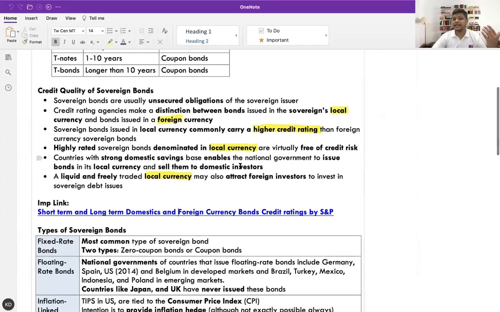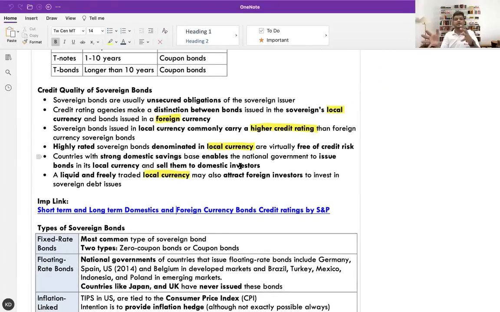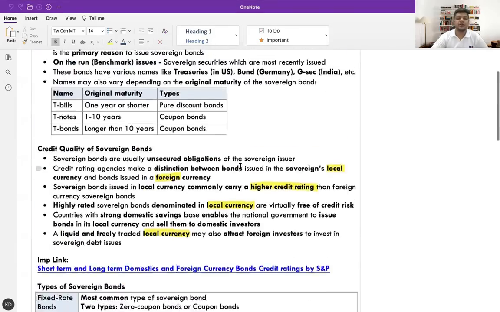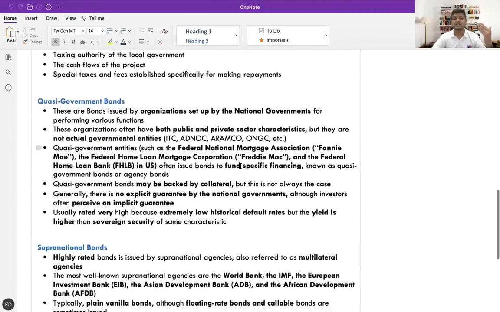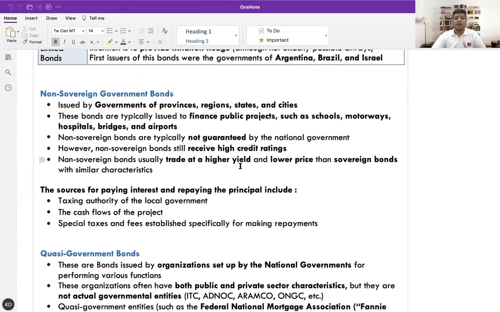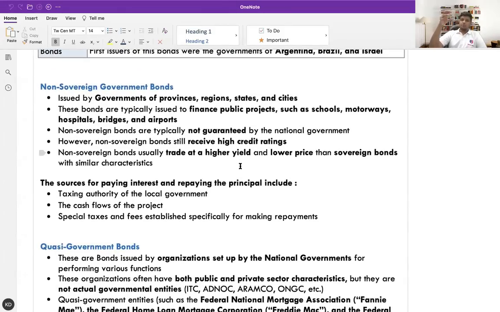So that's how the ratings are published: domestic, foreign, long-term, short-term. Correct. That's all about sovereign bonds, issued by the central authority or the central government. Now, there are provinces, regions, or counties that also come up with bond issues. They are called non-sovereign government bonds. As I said, they are issued by governments of provinces, regions, states, and cities.